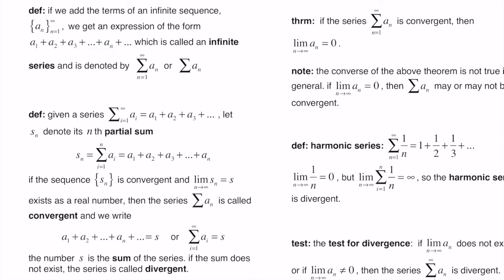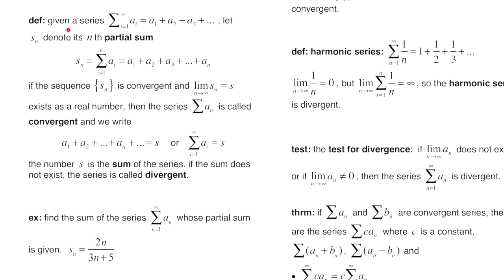plus a sub n, which is called an infinite series and is denoted by sigma notation, n equals 1 to infinity of a sub n, or it's just sigma of a sub n. So the thing to note for a series is you're taking the list of values and you're adding them up. For this definition, it says given a series, and we have sigma, i equals 1, and then you go to infinity. So you start by plugging in 1 for i, then you plug in 2, then 3. Because of sigma, you then add them up.